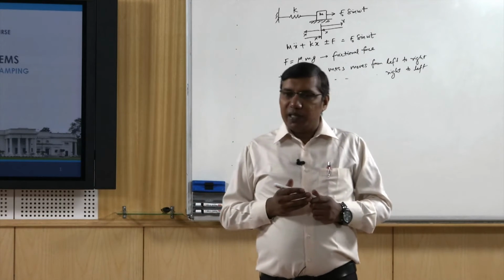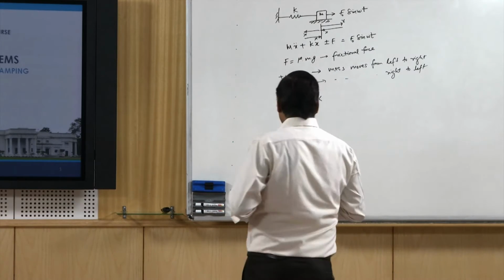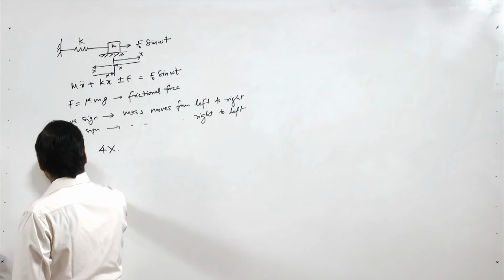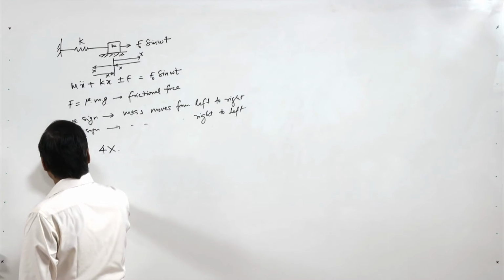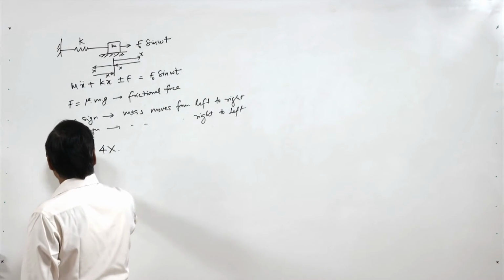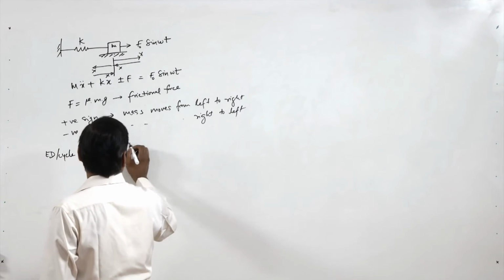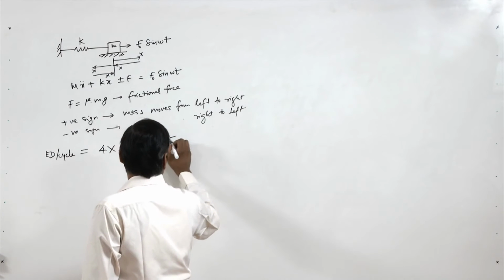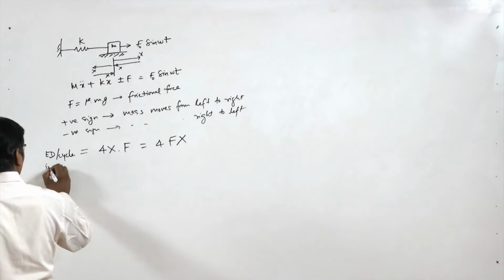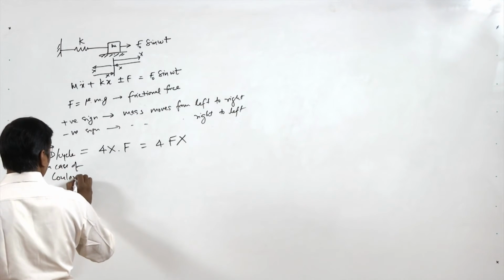During its movement there is a constant friction force acting on the system. So the work done by this friction force, or the energy dissipated per cycle, is equal to 4x into F, that is 4Fx, in case of Coulomb damping.